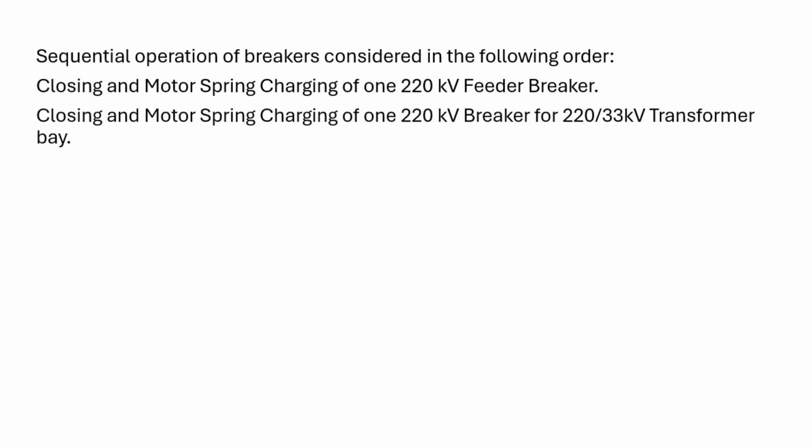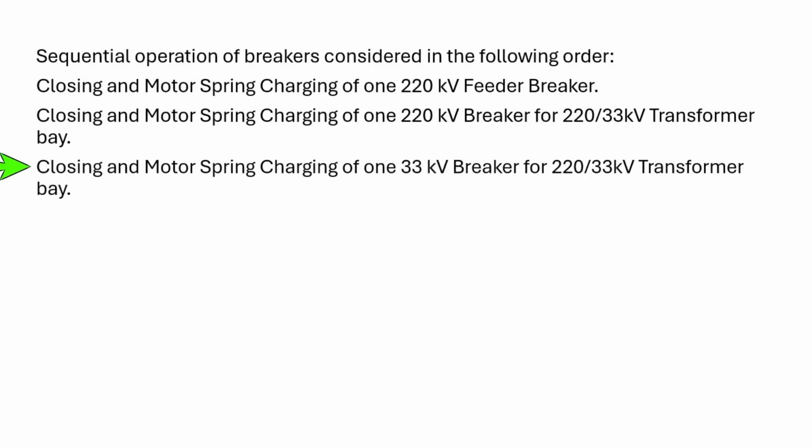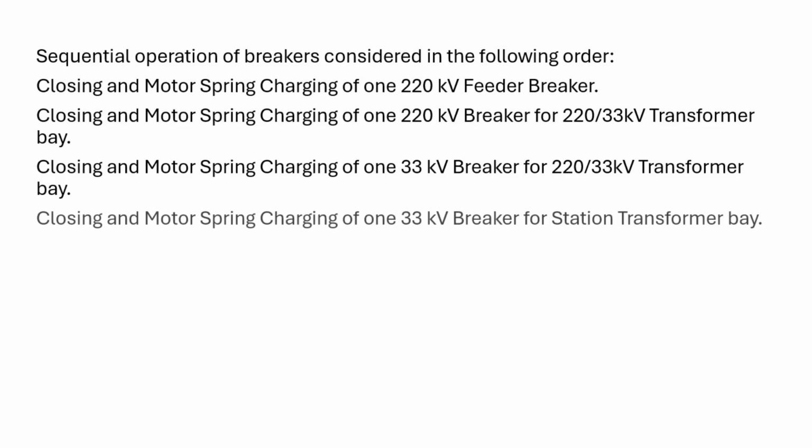3. Therefore, we have to close the 33 kilovolt circuit breaker connected to the transformer, which also consumes DC power for closing and spring charging. 4. Finally, switch on the 33 kilovolt breaker associated with the station transformer bay, which consumes DC power as well. All these operations are assumed to occur within the last 1 minute of the battery cycle to restore the AC power, and the corresponding peak load drawn from the battery must be calculated.